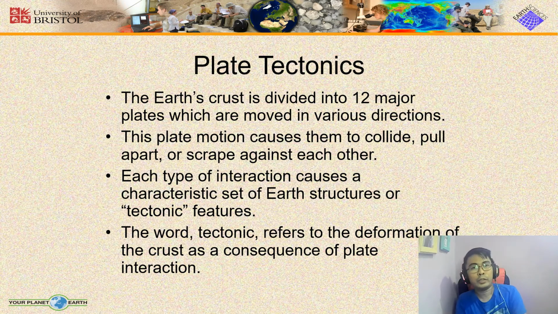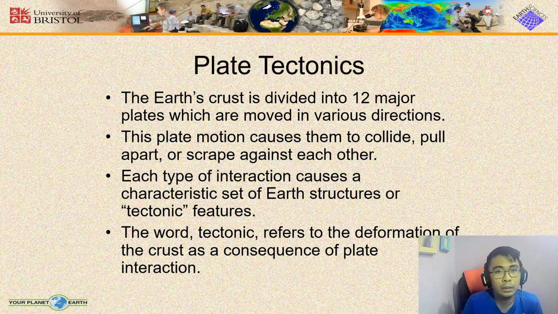There are 12 major plates on Earth, each of which moves around at a rate of centimeters per year, pulling away from, scraping against, or crushing into each other. So as I have said, this is divided into 12 major plates, which are moved in various directions. This plate motion causes them to collide, pull apart, or scrape against each other.